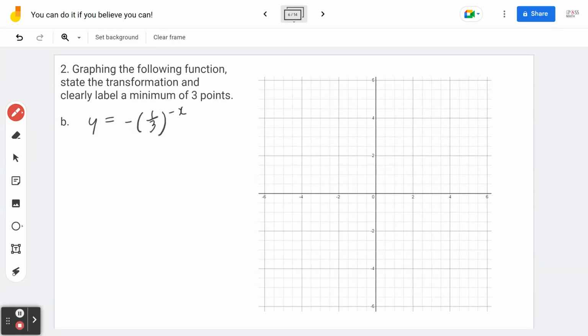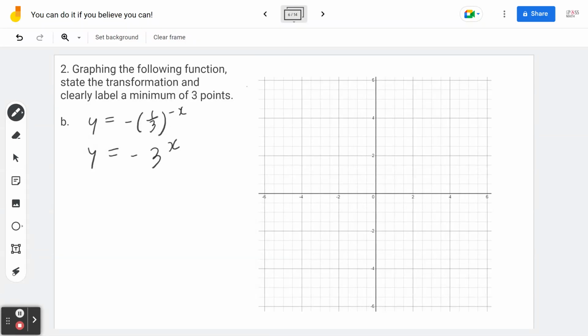Welcome back. So here's the first step, everybody. Before you graph this, I'm going to say simplify this. What I mean is if you think about the exponent, negative x, and you think about the fraction 1/3, you can make this positive. So instead of negative x, you make this positive x by rewriting it as 3 to the power of x. So again, the question is y equal to negative, in brackets, 1/3 to the power of negative x, which equals y equals -3 to the power of x.